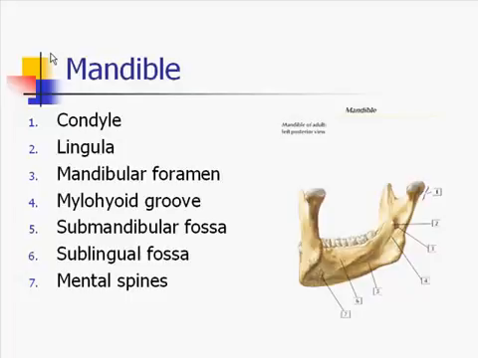Again, this particular one, they're saying the 4 is the mylohyoid groove. Above it, superior to it, would be the mandibular canal. Sublingual fossa is where the sublingual gland is located. Again, we'll be talking about glandular tissue later in the semester. Also, we didn't talk about the mental spines, number 7, which are also called genial tubercles. The genial tubercles are used as a point of attachment for different muscles.